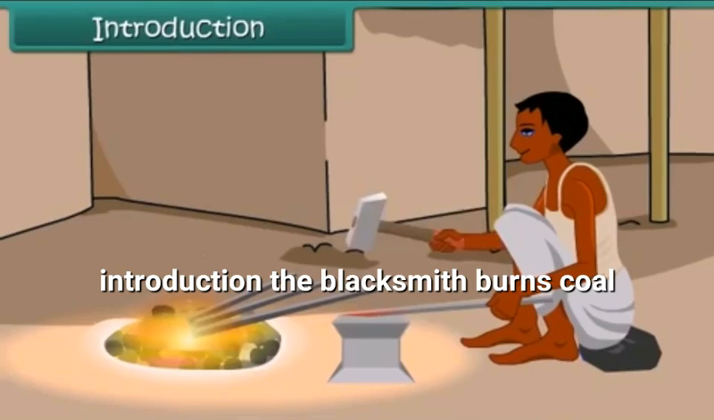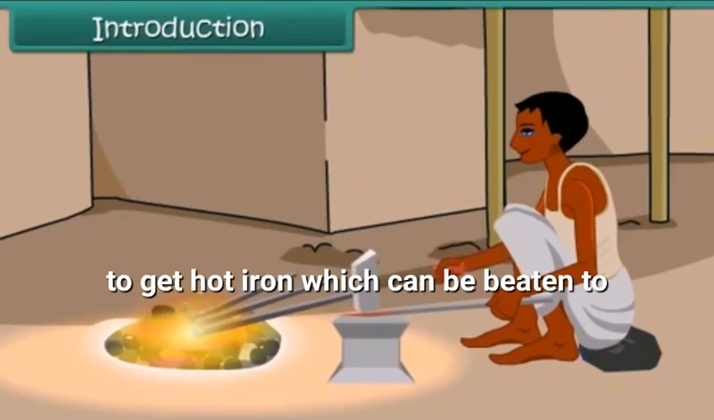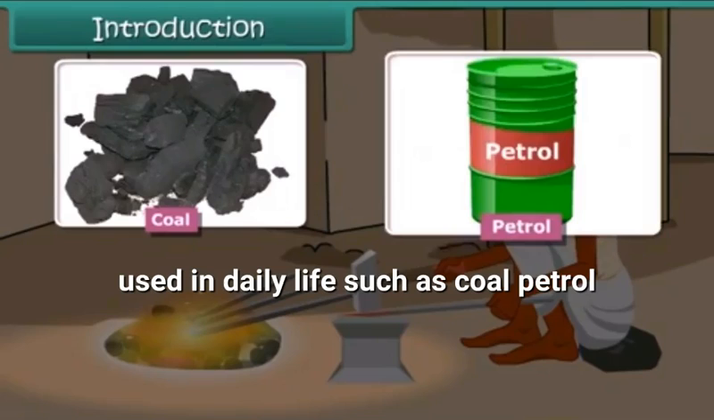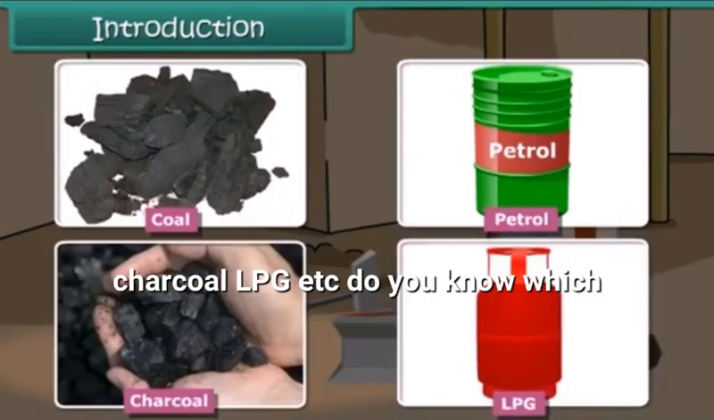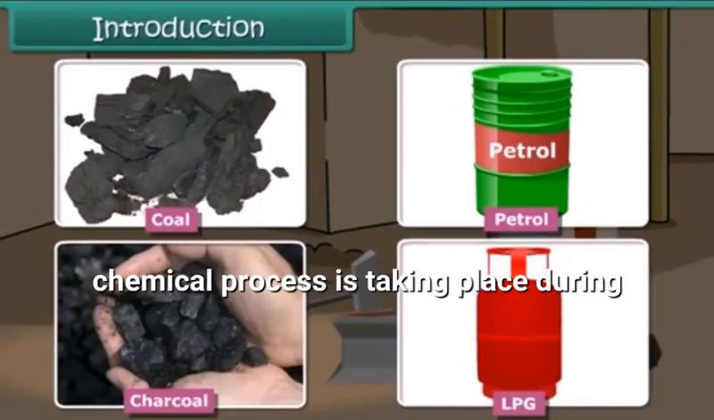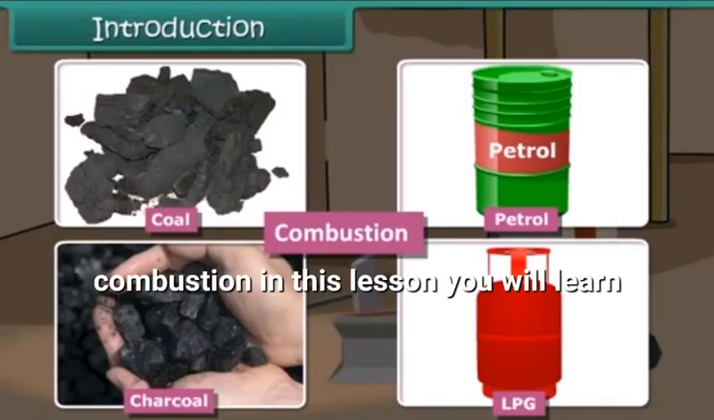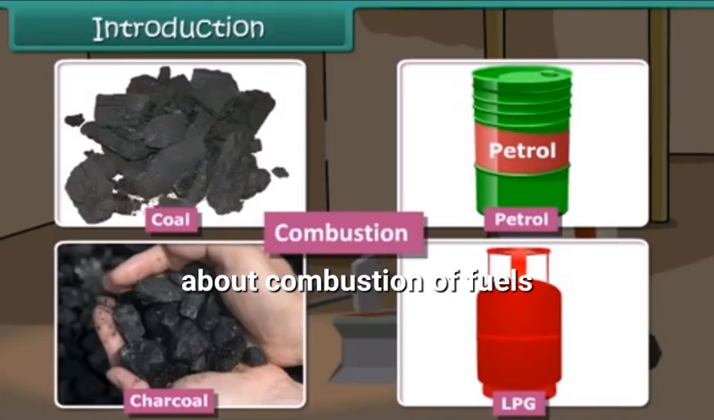We have seen a blacksmith burns coal to get hot iron, which can be beaten to a desired shape. A variety of fuels is used in daily life, such as coal, petrol, charcoal, LPG, etc. Do you know which chemical process is taking place during the burning of these fossil fuels? It is combustion. In this lesson, you will learn about combustion of fuels.